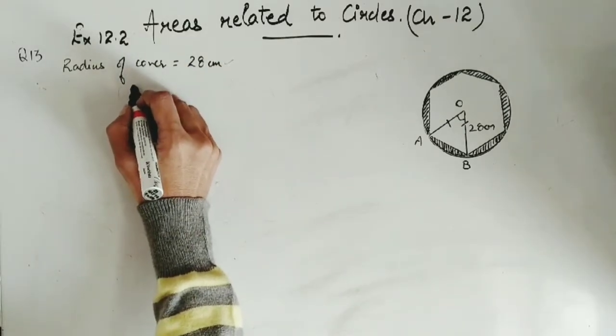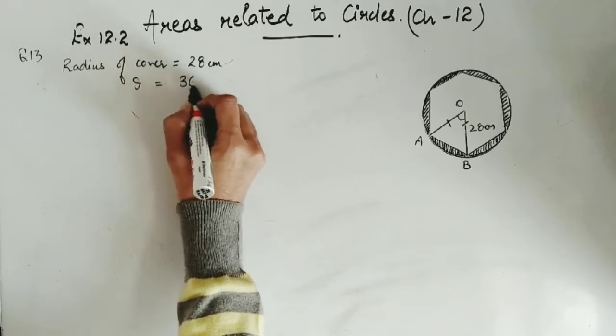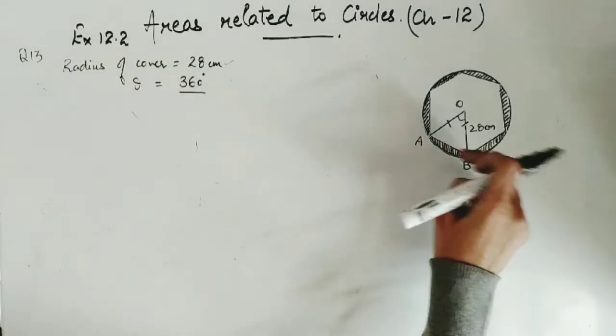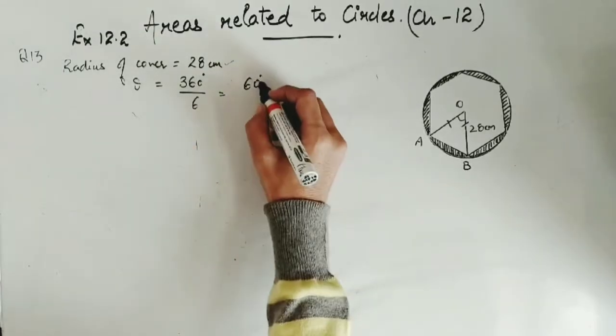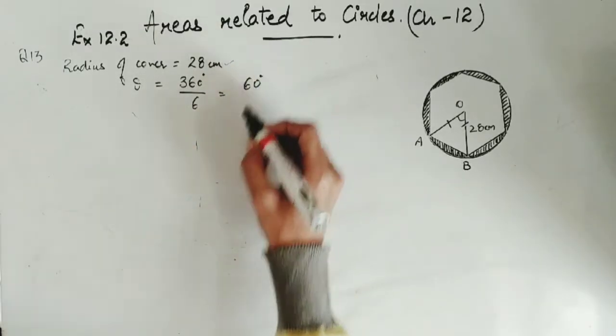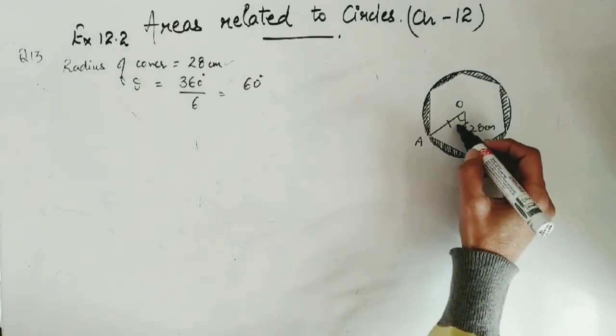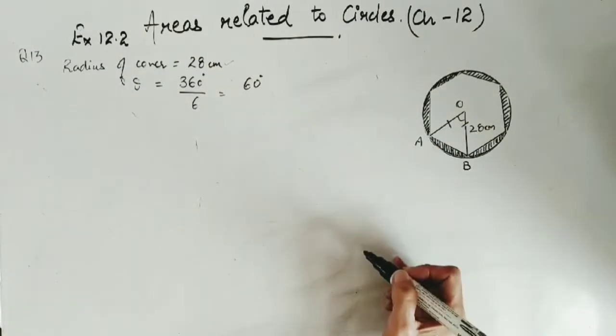Angle theta would be 360 degrees divided by 6 equal portions. So theta is 60. If theta is 60, what can you say about this triangle AOB?